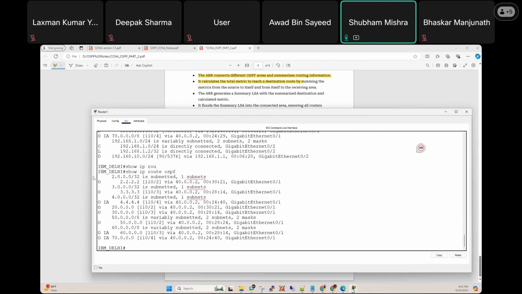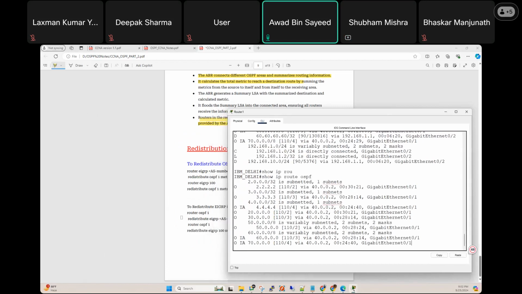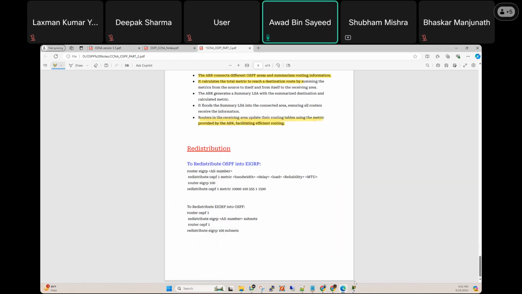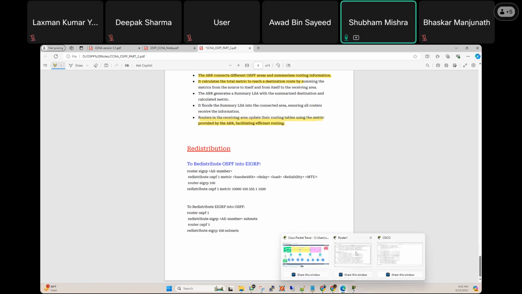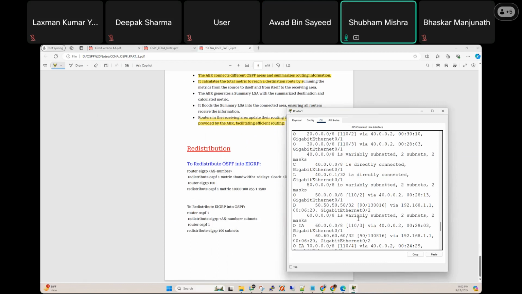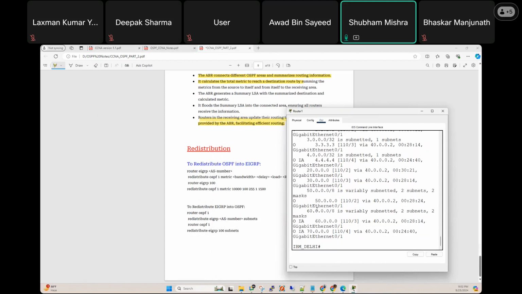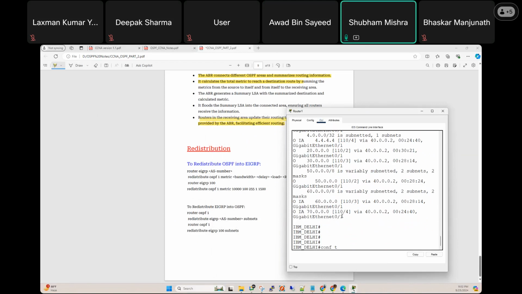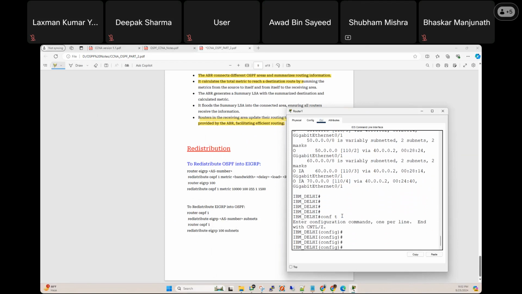This is the question which I asked you. Do we need to do vice versa or only one way? So we need to advertise EIGRP routes into OSPF also. Till now we advertised the OSPF routes into EIGRP. Now we are advertising EIGRP into OSPF.